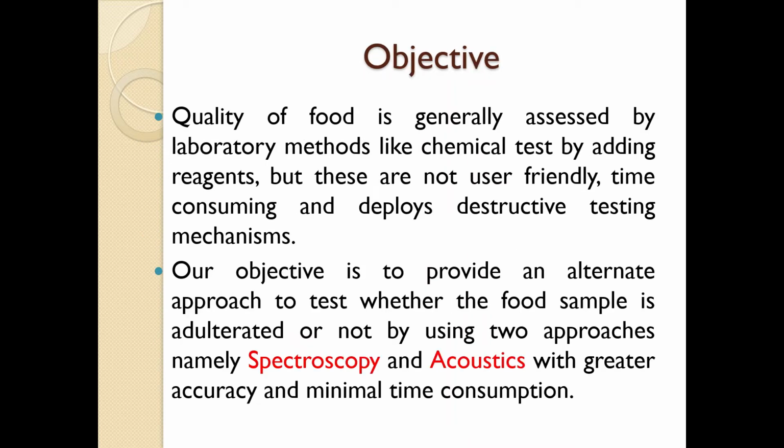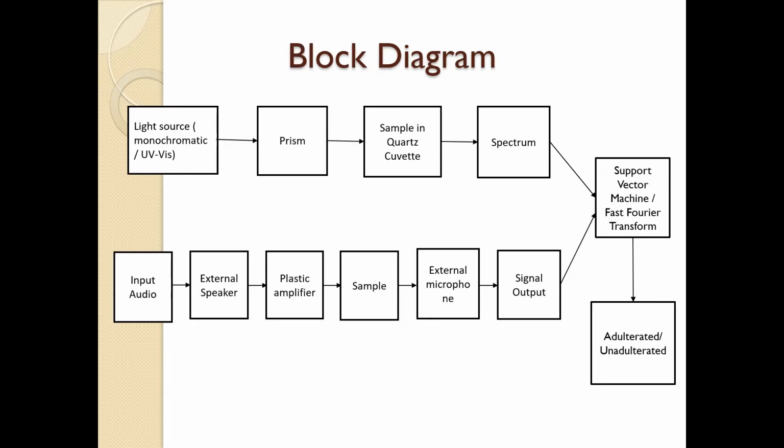For detecting the adulteration in honey, we go for two approaches, namely the spectroscopic approach and the acoustic approach. This is our block diagram. The first block is the spectroscopic approach. The second block is the acoustic based approach.